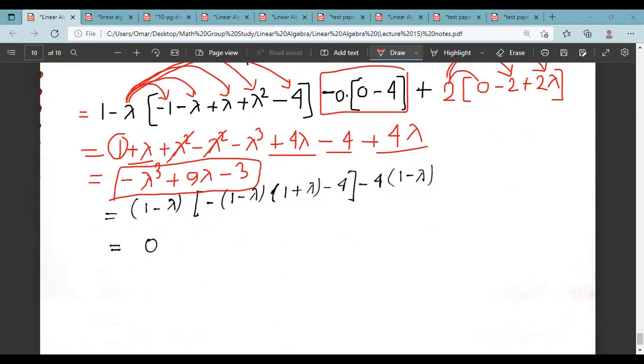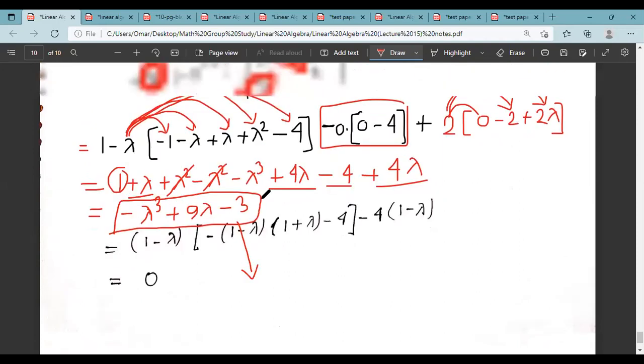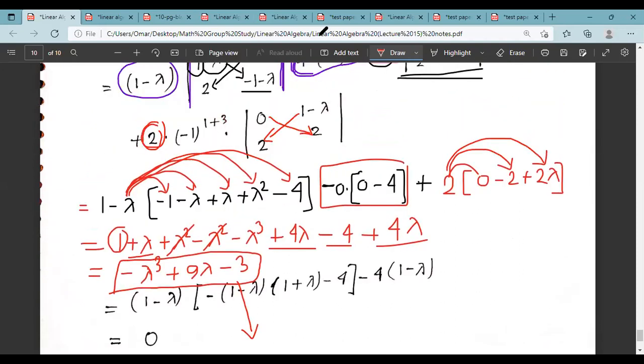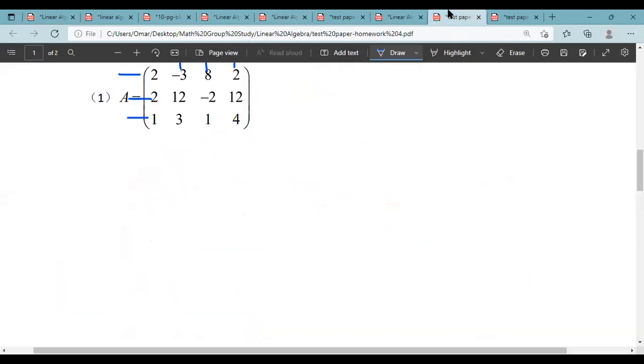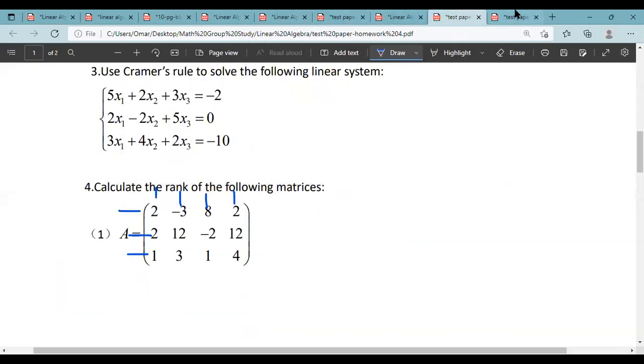and I try to expand this. Okay, so let's see here. Lambda cube. Okay, so let's calculate this part. And how do we calculate further? Where is the question?